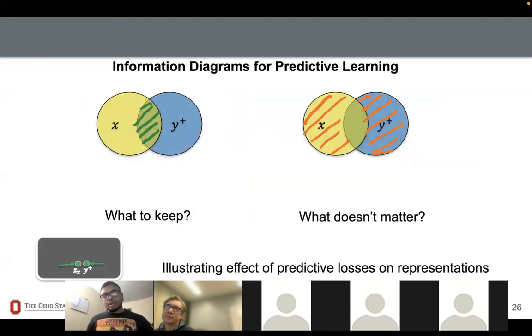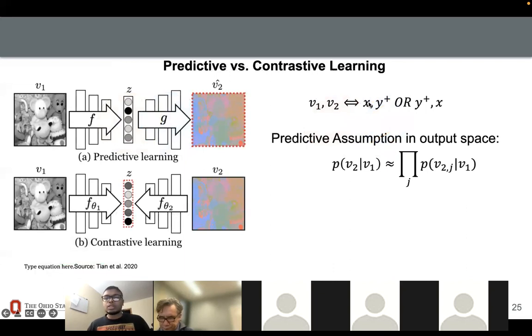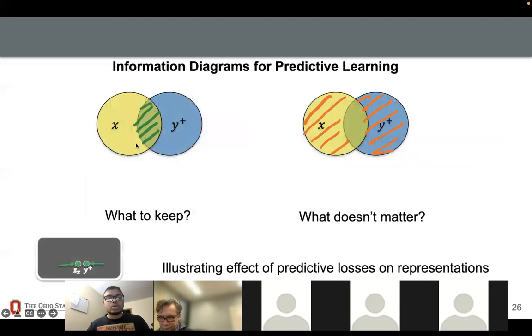I've tried to form information diagrams based on a similar idea to the mutual information diagrams that we study in information theory, but hopefully they would make sense even to people who are not familiar with it. So the idea is this: suppose we are doing predictive learning, and we are given input X and we are trying to predict Y plus, the positive example. This is based on the same figure as previous, just the V1 and V2 terminology is X and Y plus. So the predictive features want to keep whatever is common between X and Y plus. From X, they can at best extract the common information about Y plus, so they definitely want this information in Z.